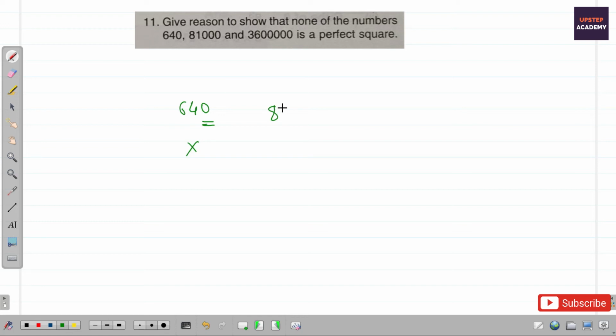Similarly, in the next number 81000, 3 zeros are present, 3 is an odd number, and we want an even number of zeros at the end to have that number as a perfect square. So this is also not a perfect square. And similarly, in the last number 36 followed by 5 zeros, the number of zeros is 5, which is odd. So that is why this number is also not a perfect square.